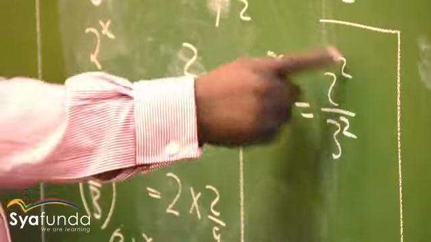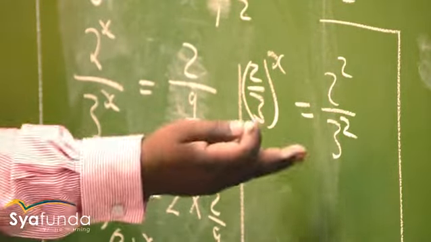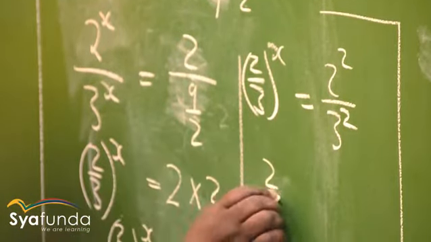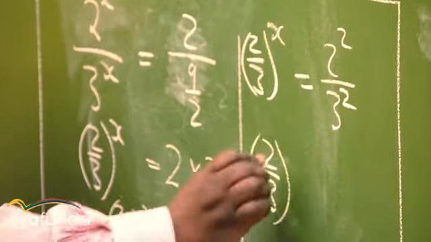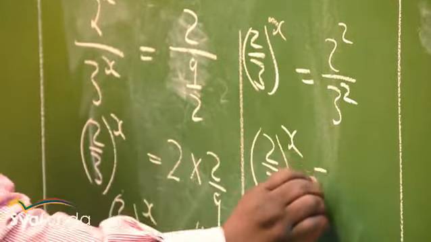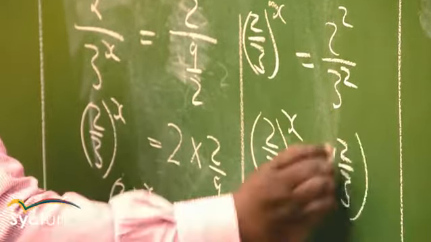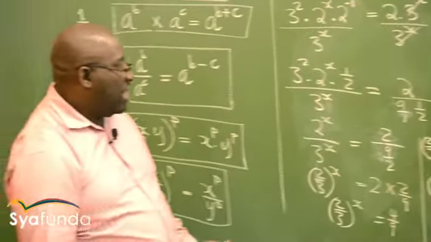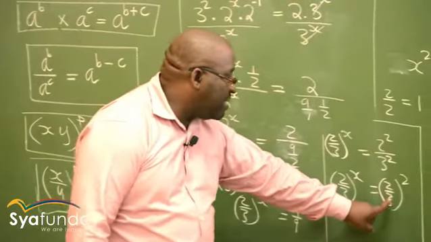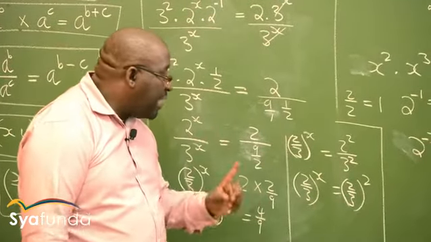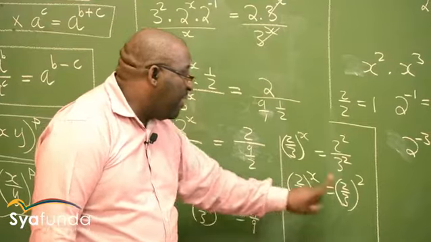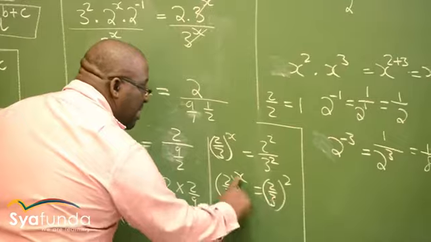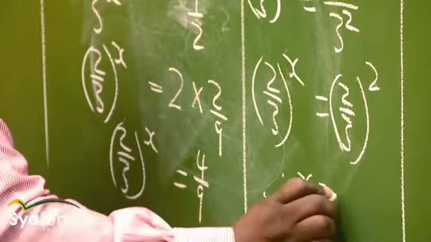Both of them are raised to the power 2. So how can I write this in the law that I've shown? So this will be 2 over 3 raised to the power x, and this is equal to 2 over 3, and both of them are raised to the power 2. That's what we wanted to see. This base is exactly the same as this base. The law says if the bases are the same, then the exponents will also be the same. Therefore, x will be equal to 2.